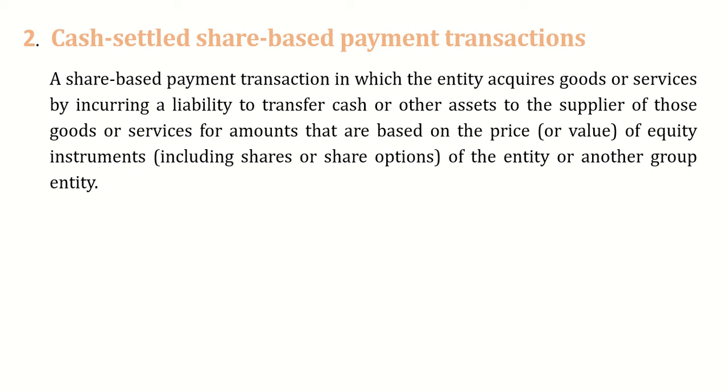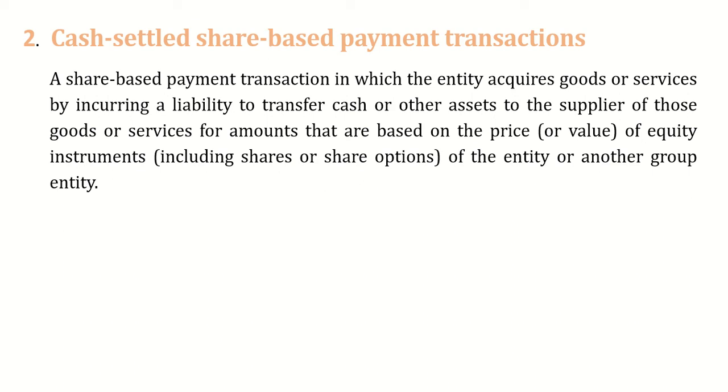Under the equity settled share based payment, what we learned was that if we get a service from an employee or other than an employee, in return we are giving them shares or share options of the company. But how does it differ from the cash settled share based payment? In a cash settled share based payment, instead of paying equity, we are paying cash to them based on the share price of the entity. Understood, right?